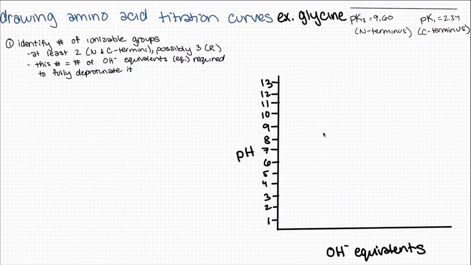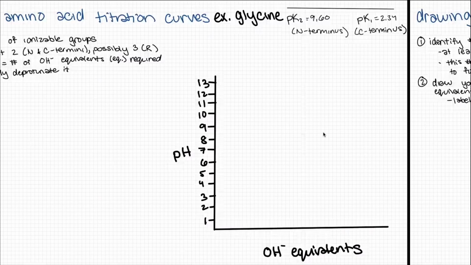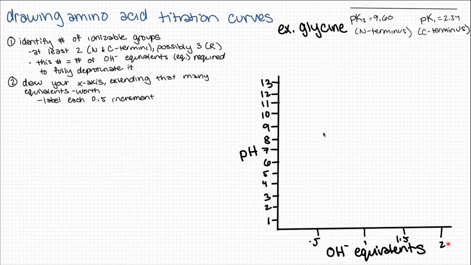But for this case, we're going to have glycine, and so we can look it up and get that the pK2 is going to be 9.6 and the pK1 is going to be 2.34. We said that we have two ionizable groups because we don't have an ionizable group for our side chain. So we can plot out our x-axis extending to two OH minus equivalents. Sometimes you might see this as NaOH or KOH, but remember that those just dissociate to give you your hydroxide ion, so you can think about those as the same.